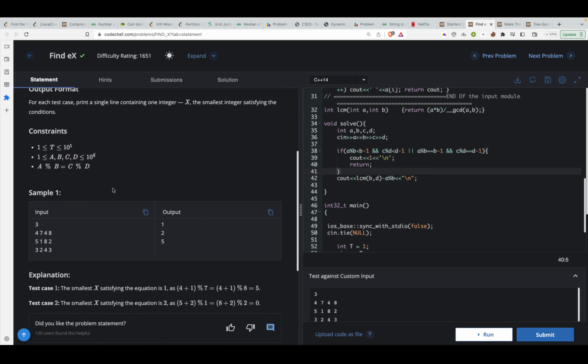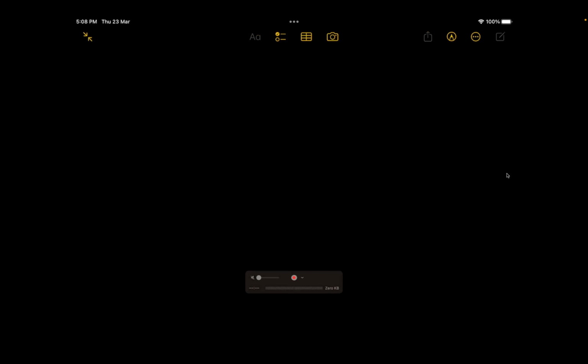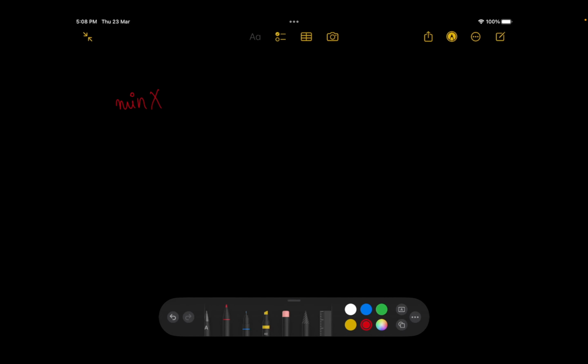So you'll have to think in a different manner, because the answer can actually go up to 10 to the power 9 or something of that sort. So you'll have to think differently. Let's talk about the solution or the intuition. Now over here they are saying that you have to print the minimum x, right? Let me change the color.